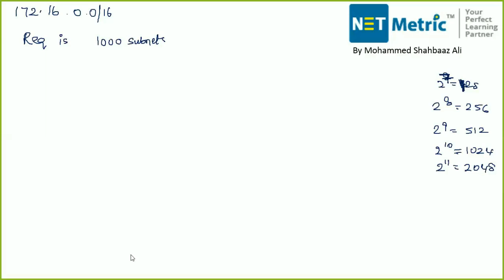What is the answer? Actually, the subnet range is up to 26, sir. Okay, so what is the n value you got? N value is 10, sir. N value is 10, okay. 2 power 10 is greater than 1000.